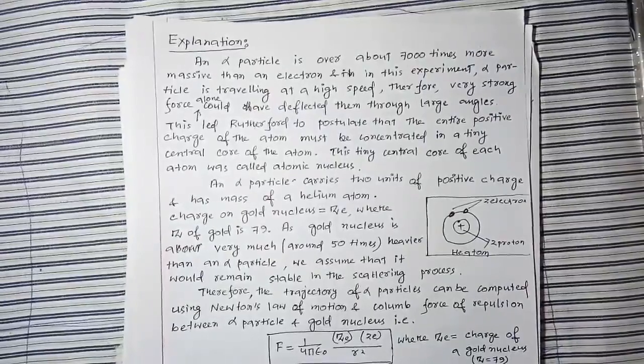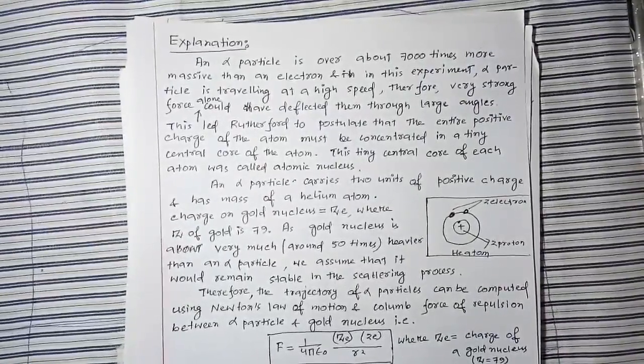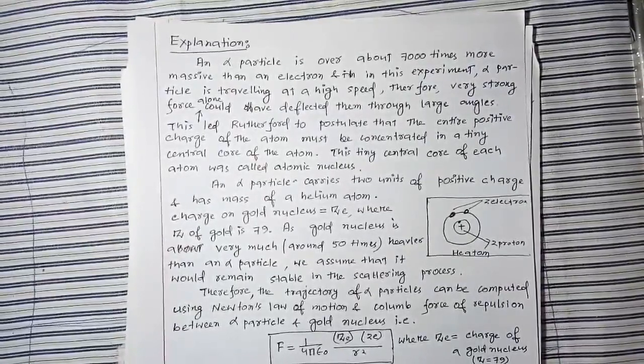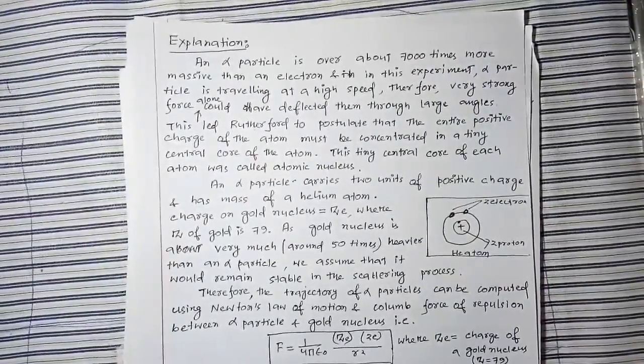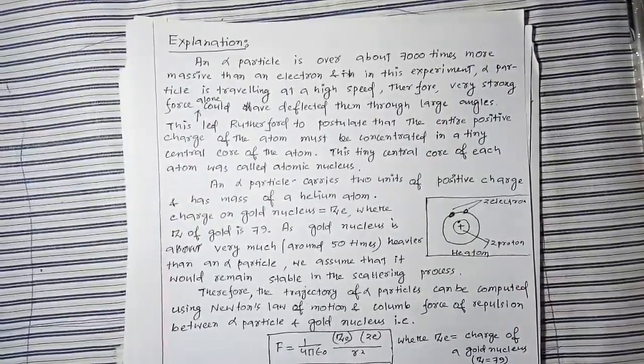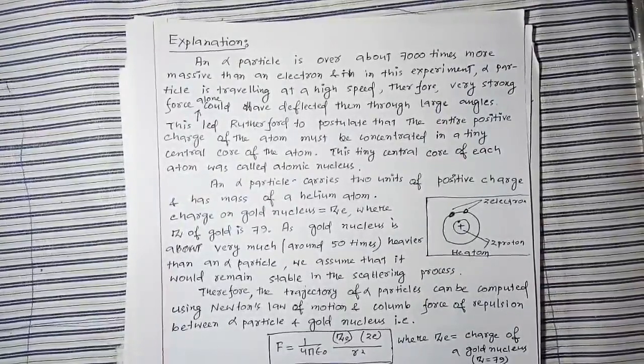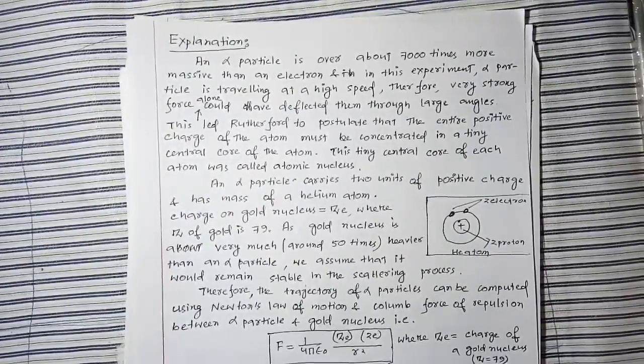Okay, third observation. Since 1 in 10 to the power 7 alpha particles reverse back in the same direction, it means the very strong repulsive force that we have inside the gold atom, that is nothing but the entire positive charge of the gold atom, must be concentrated in a very tiny space. And what we call it? We call it a nucleus. Clear?